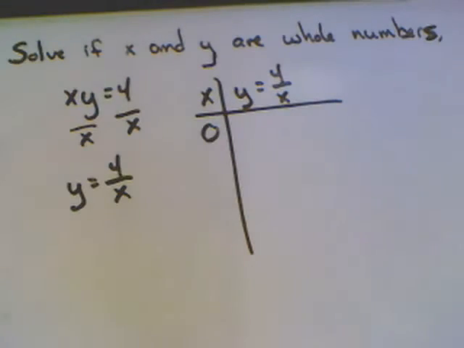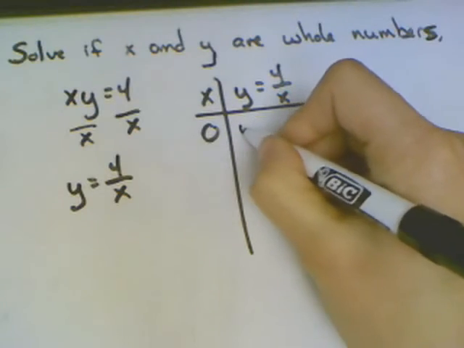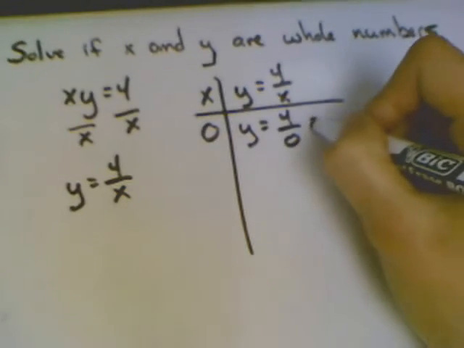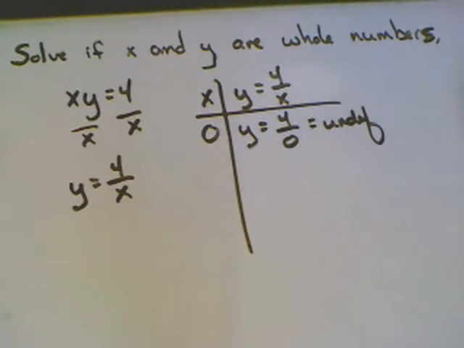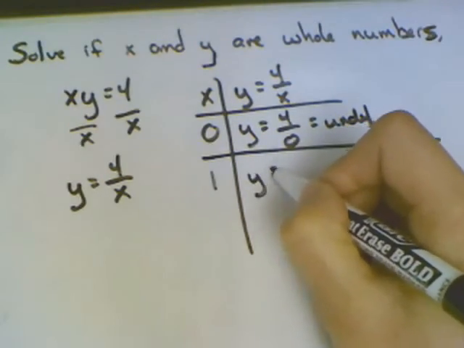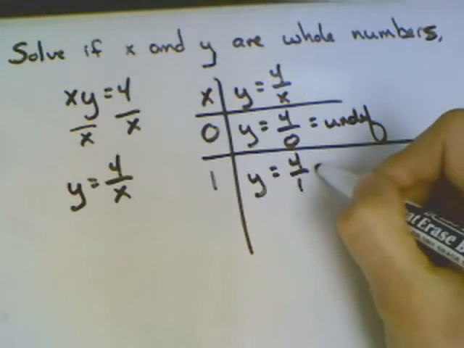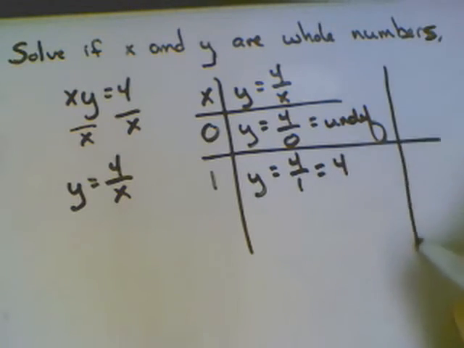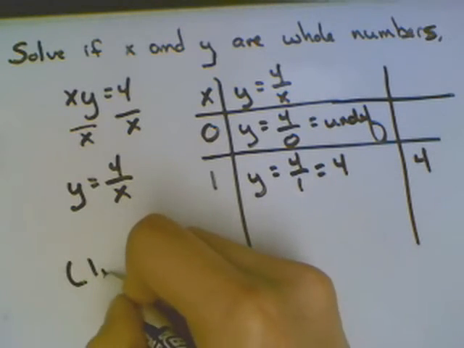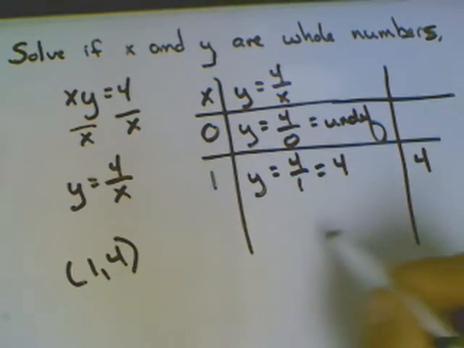And I'm going to start with 0. If x is 0, then y is going to be 4 divided by 0, which is a problem because that is undefined. I cannot find a value for y when x is 0. Moving on to the next one. If x is 1, then y is 4 over 1, which is 4. That means that this is a solution. One of my ordered pairs that are whole numbers will be 1, 4.